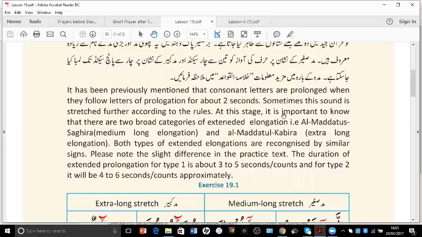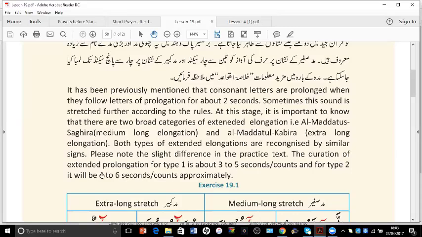At this stage, it is important to know that there are 2 broad categories of extended elongation. That is al-maddatus saghira, which is Arabic for medium long elongation, and al-maddatul kabira, which is Arabic for extra long elongation. Both types of extended elongations are recognized by similar signs. Please note the slight difference in the practice text. I will show you in a moment.